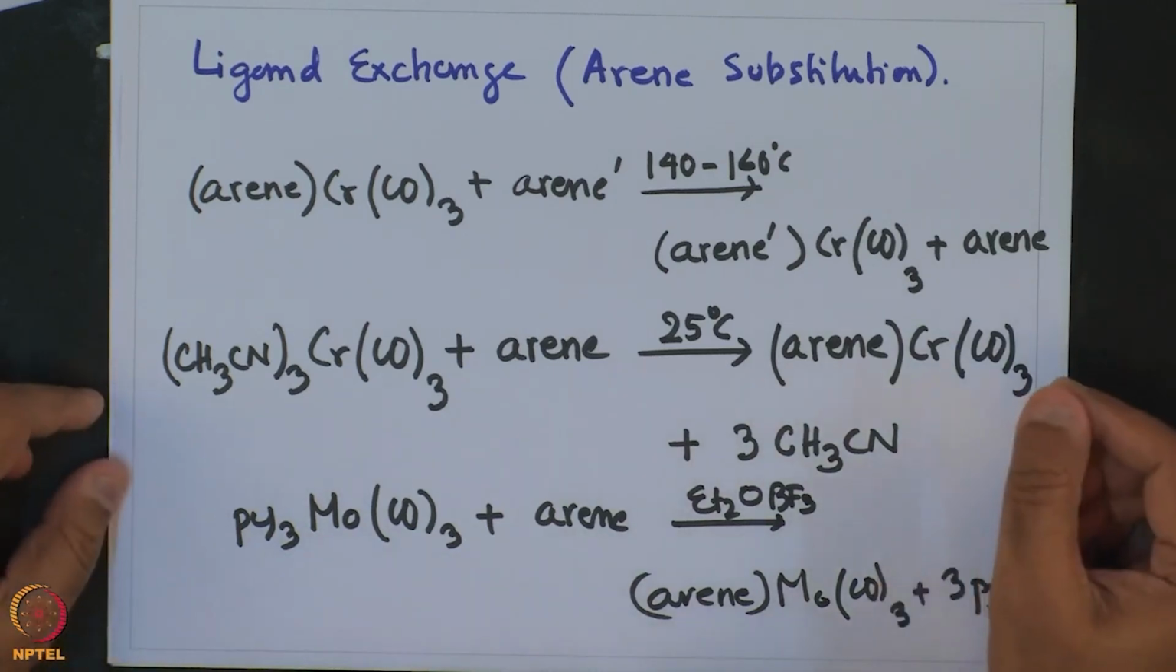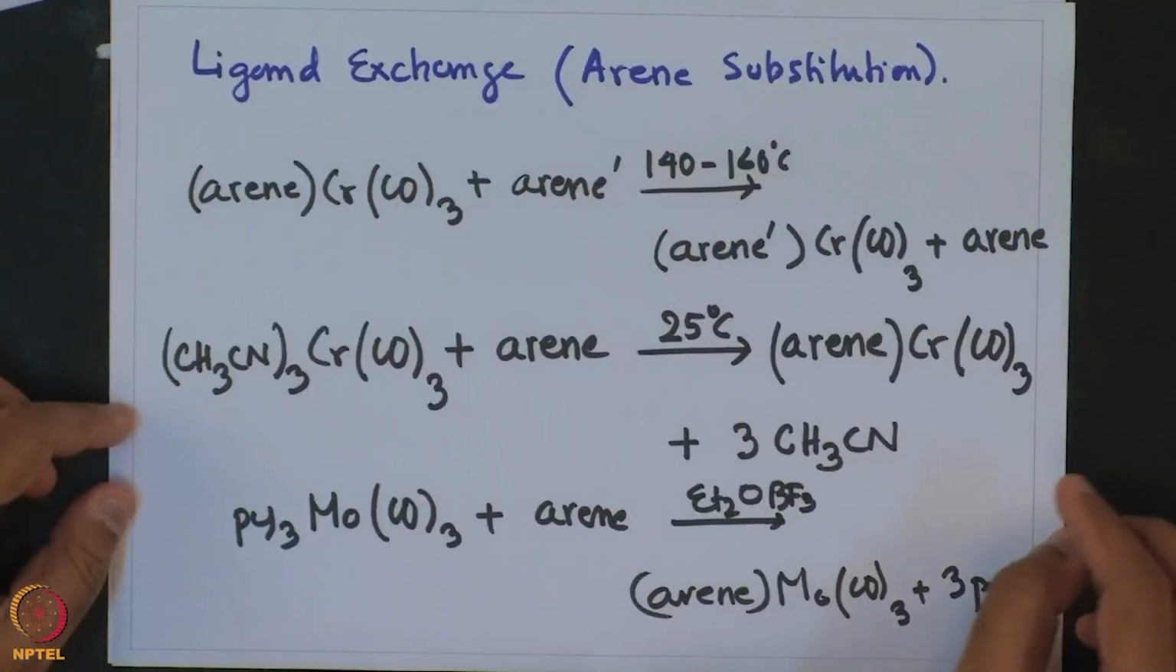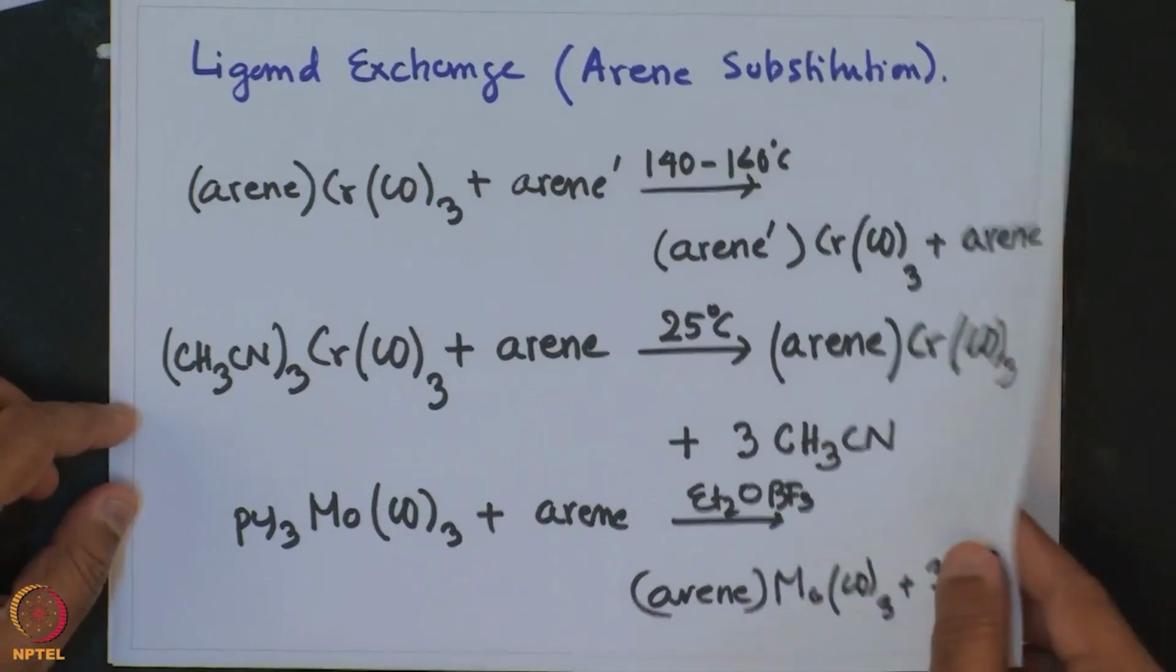more general reaction, in the sense that there can be direct substitution of an arene with another arene, or it can even be a substitution of coordinated acetonitrile with arene, or it can also be substitution of pyridine with arene by treatment with BF3 etherate. So, this arene substitution reaction seems more like a general reaction.